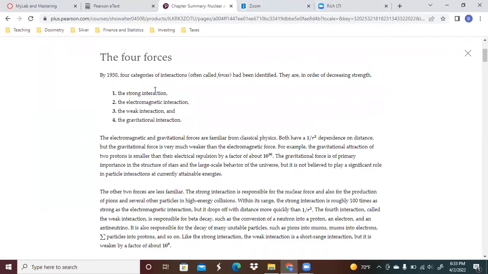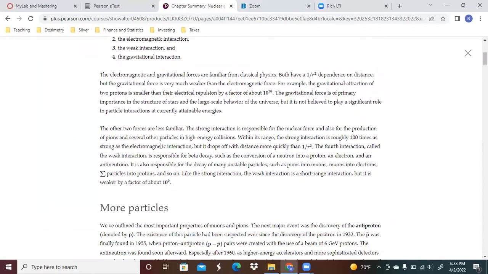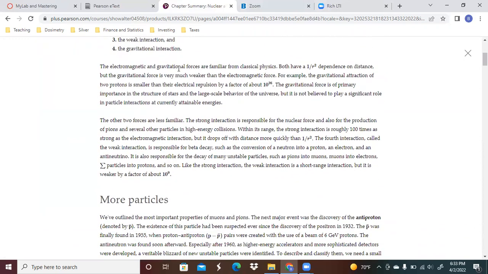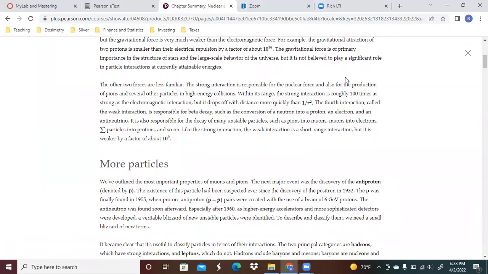So by 1950, you've got these four forces: strong, weak, electromagnetic, and gravitational. Obviously, gravity and electromagnetism are familiar from classical physics. They both have 1/r² dependence on distance, but the gravitational force is much weaker. In other words, the gravitational attraction of two protons is smaller than their electrical repulsion by about 10 to the 36. That's pretty big.